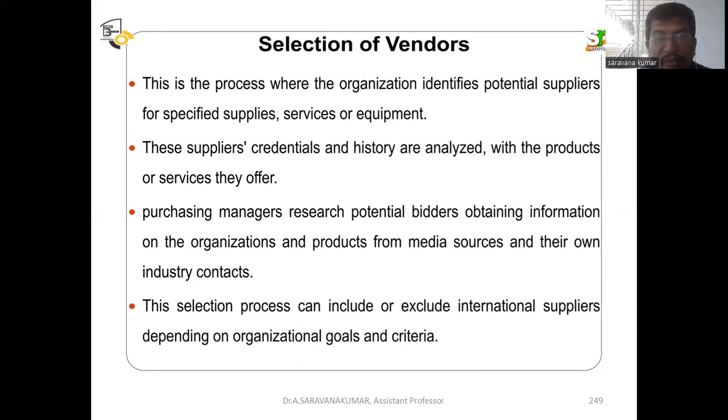The reputation of the supplier and history are analyzed along with the product or services they offer. Purchasing managers research potential bidders, obtaining information on organizations and products from media sources and their own industry contacts. This selection process can include or exclude international suppliers depending on organization goals and criteria.